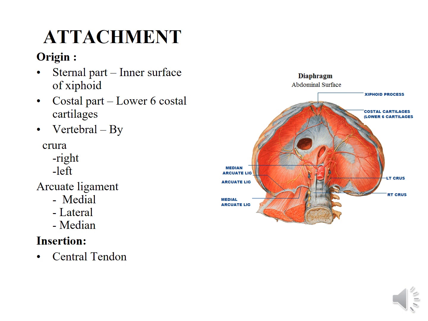The sternal part takes origin from the inner surface of the xiphoid process, as we can see in this diagram, whereas the costal part, as the name suggests, arises from the inner surface of the lower six ribs and their costal cartilages. The vertebral or lumbar part, which is the posterior site of origin, requires special mention. It arises from three sources.